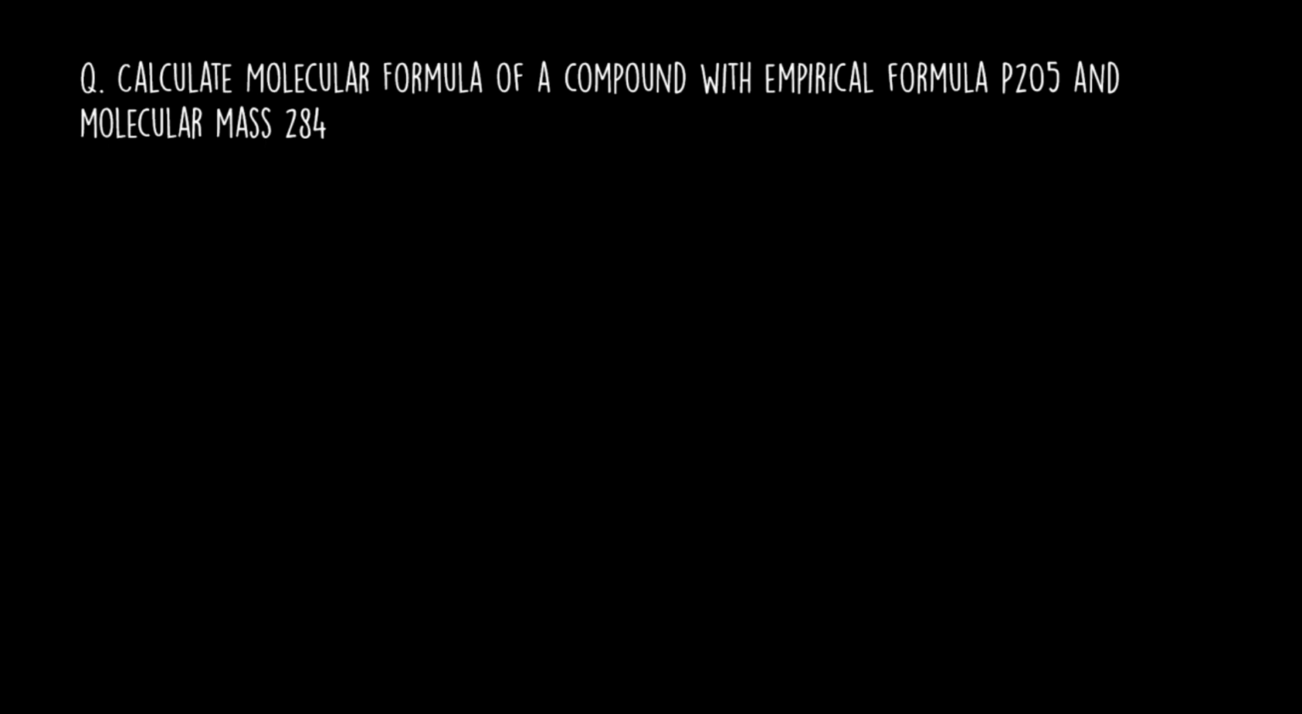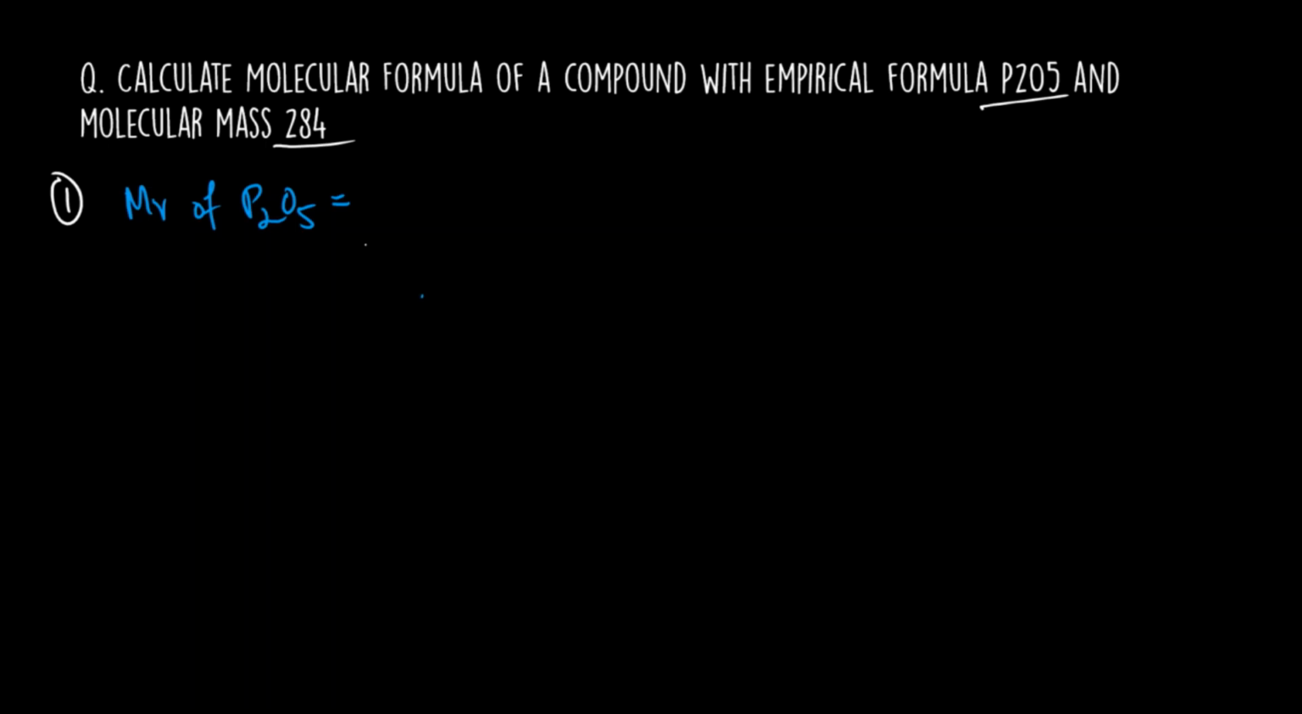Okay, question 1. Calculate the molecular formula of a compound with empirical formula P2O5 and molecular mass 284. So I want you to pause the video, use the 3 steps and calculate this answer by yourself. Okay, so step number 1, what was that? After noting the empirical formula and the molecular mass of the actual compound, we would find the MR of the empirical formula. So actually the MR of P2O5.